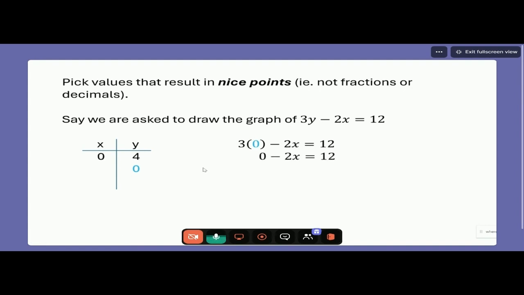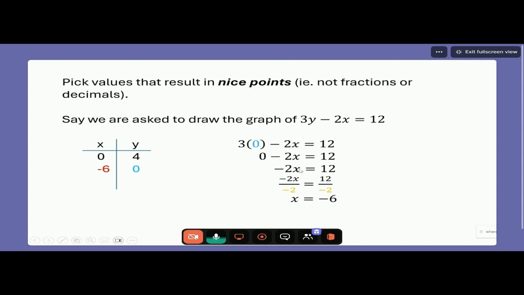3 times 0 is 0. That's nice. So then, just 0 just goes away. Divide both sides by -2. So it cancels on the left and becomes -6 on the right. So this should be read -6, 0.